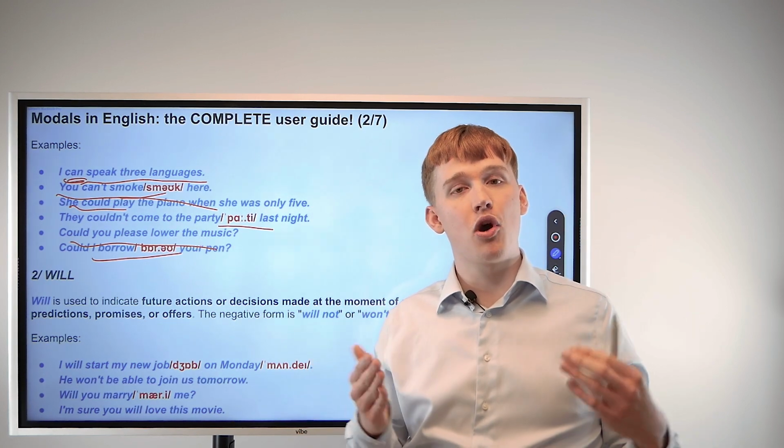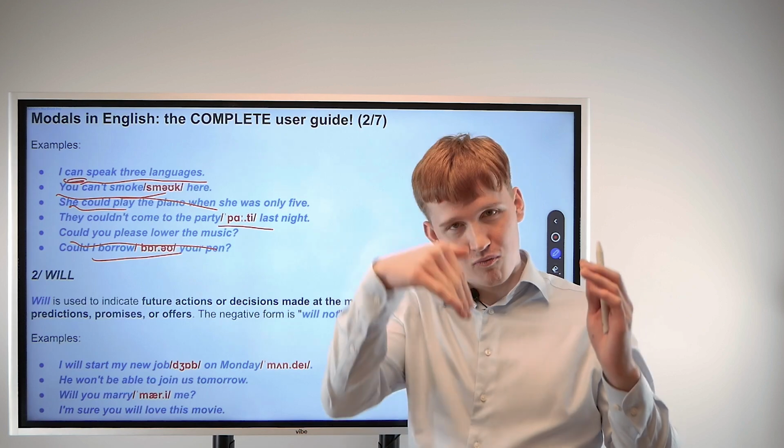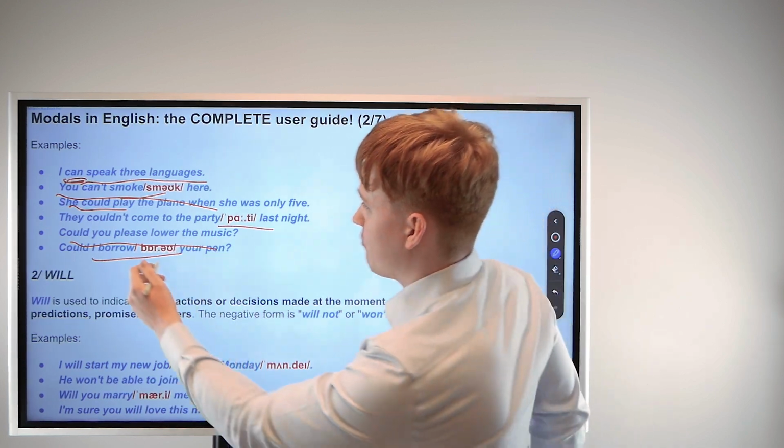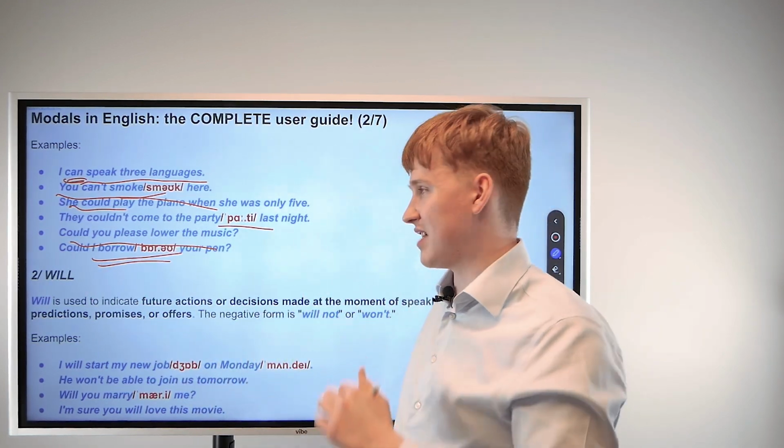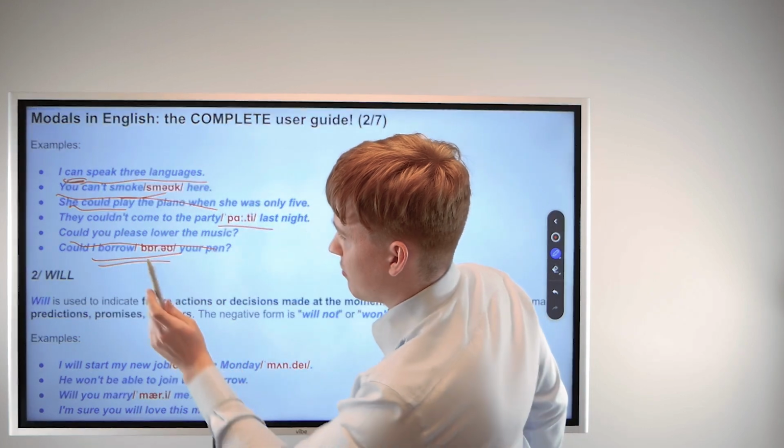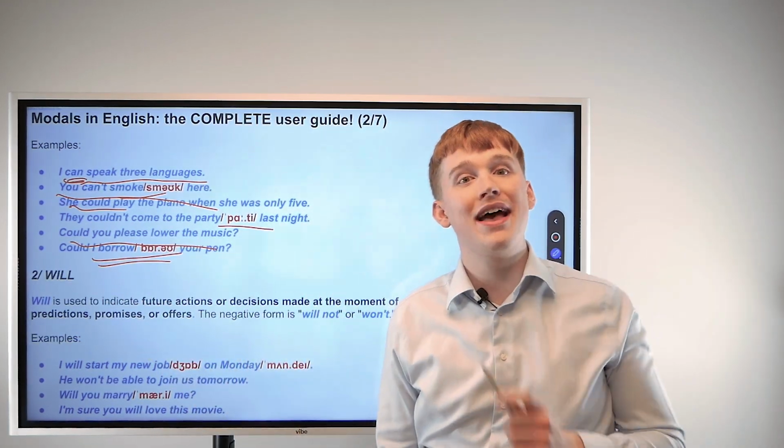Borrow, borrow. If you're going American, borrow, like you're going to round it off. But British English, you want to keep it as flat as possible. Fabulous. Next up, we have will.